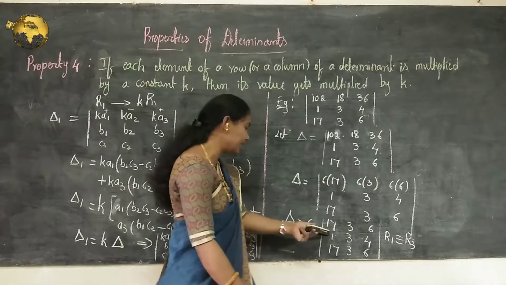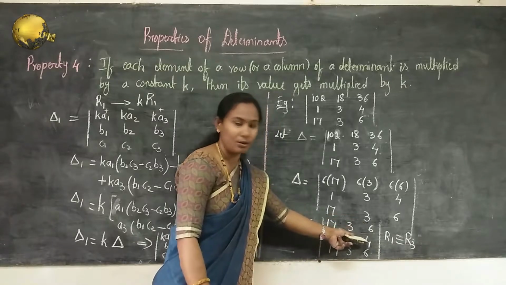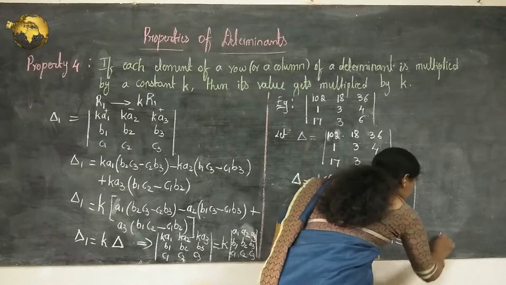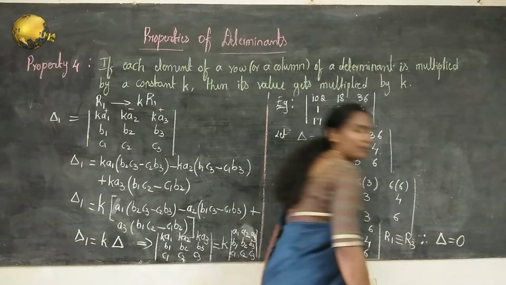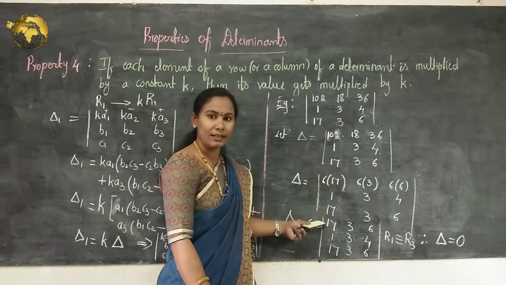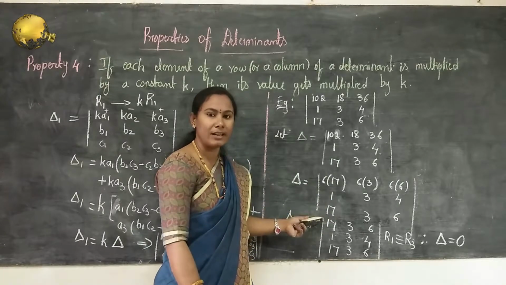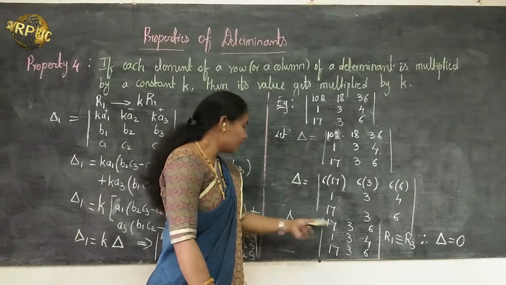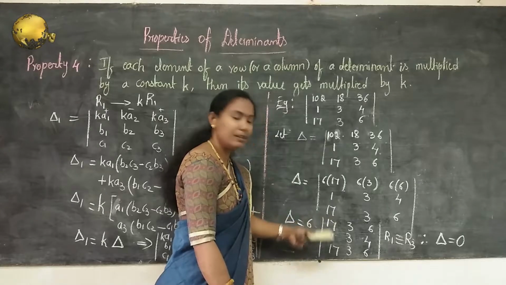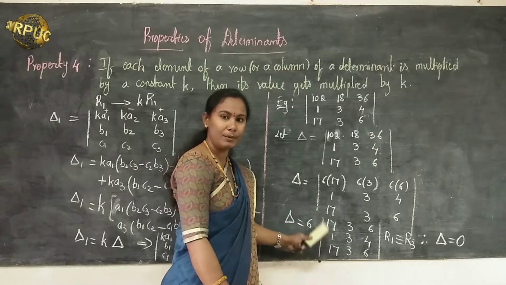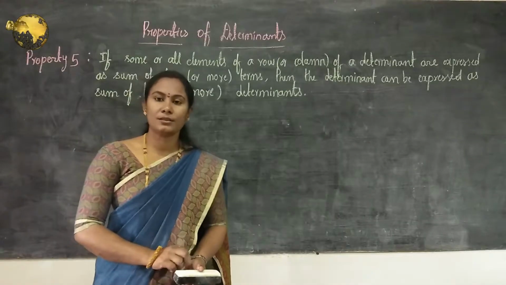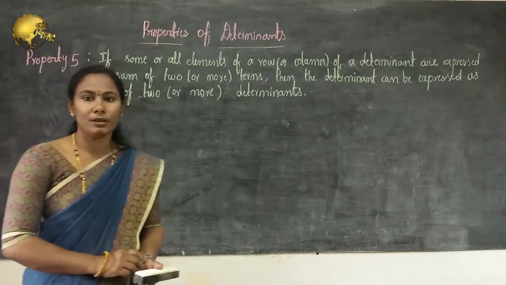So R1 is identical to R3. Therefore, what is the value of delta? This determinant value is 0. So 0 into 6 is 0. Therefore, delta is equal to 0. Directly we can write that, because the corresponding elements of R1 and R3 are identical, the value of delta is 0, or we can take out 6 and see that the two rows are identical. By using that also we can say that the delta value is 0. Next we move on to property number 5.